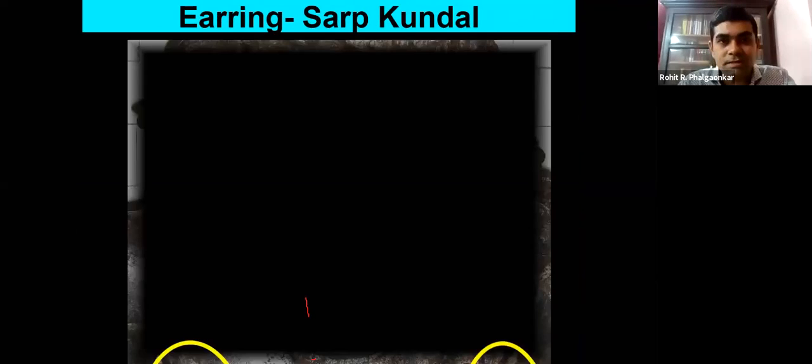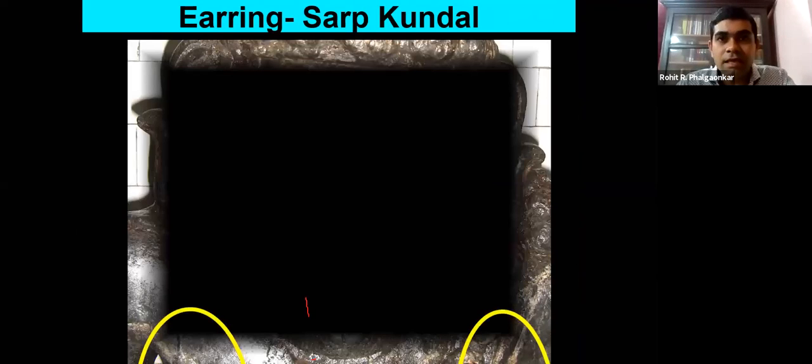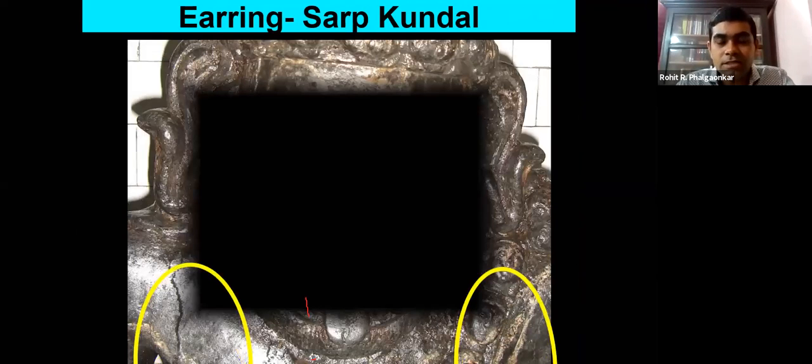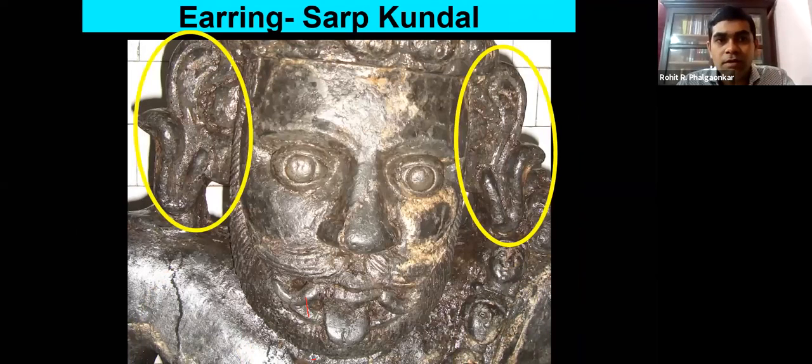Earrings. Now, these earrings, I would like to make a special mention here. Earrings differ with the deities. Like in the case of Betal or in the case of Shiva, the fierce form, you will have snakes as earrings, and they are called Sarpa Kundal. So these are worn only by deities who are fierce.